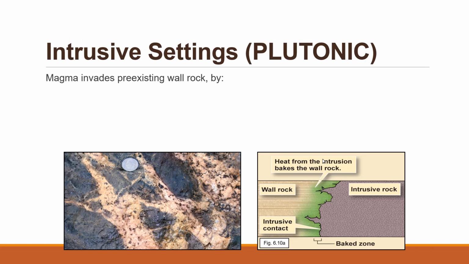Intrusive settings are going to be magma that invades a pre-existing wall rock. It can either percolate up between grains, so it's pushing between the grains. We actually see that here. Here we have a granite that's intruding into what looks like a basalt maybe, but this pinkish material has pushed its way between the grains. It can also force open cracks, so we are pushing between what once was a solid rock.